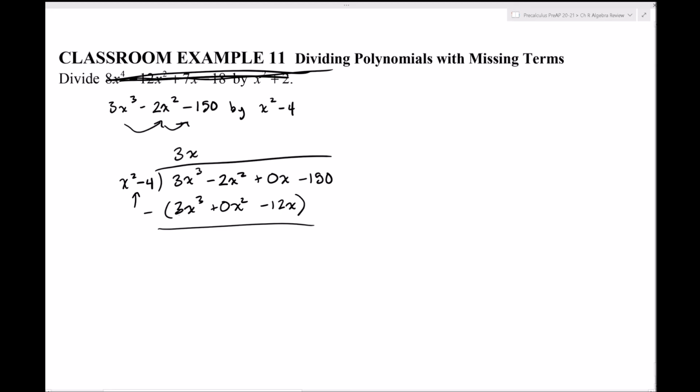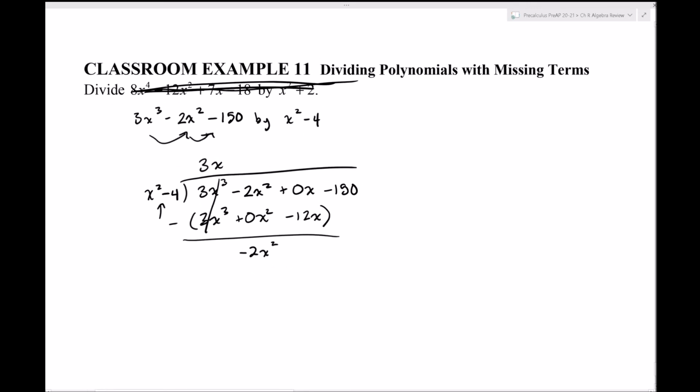So then we compare. These get canceled out. These two, negative 2 and then minus 0, will remain as negative 2x squared. And then we have the 0 minus negative 12. So that's 0 plus 12. So that's positive 12x. And then we drop down the negative 150. That one's along for the ride, has nothing to combine with so far. And that's what we currently have at the moment. So negative 2x squared plus 12x minus 150.